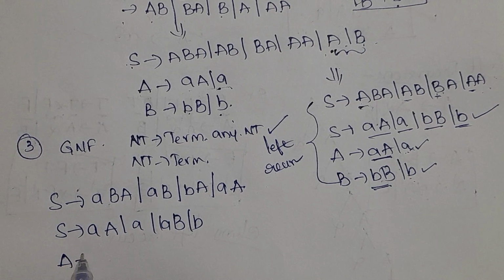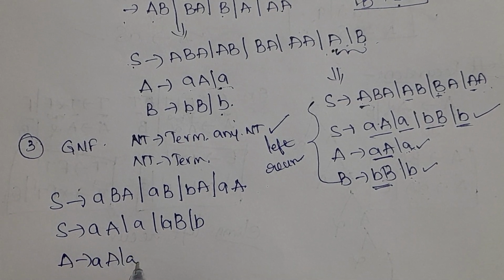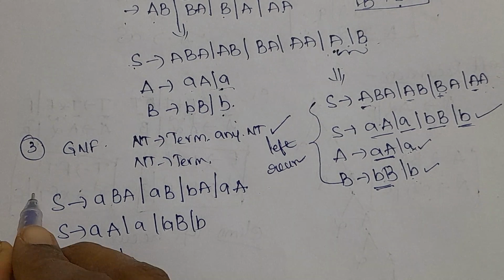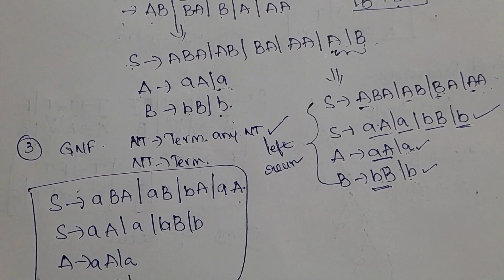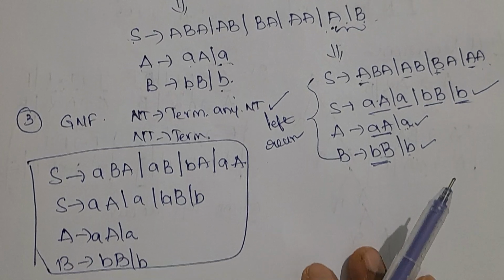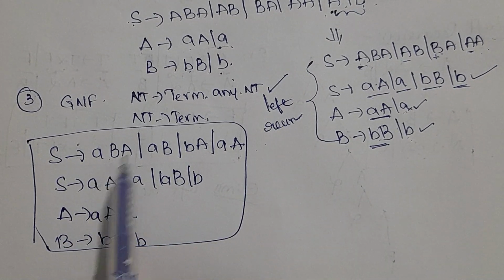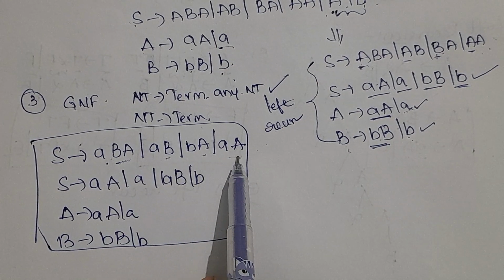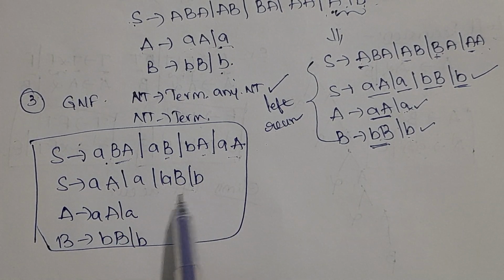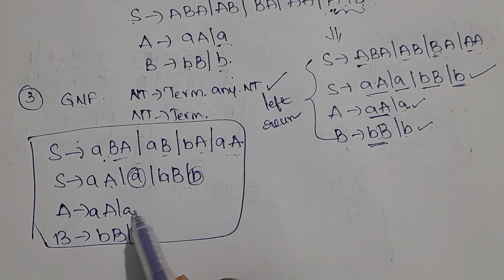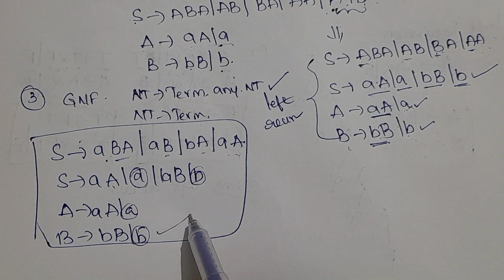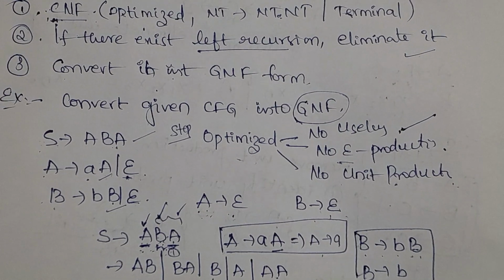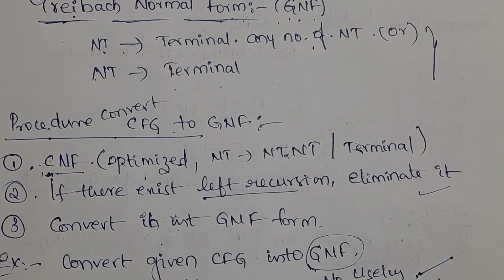And A derives small a, capital A or A, small b is deriving small b, capital B or B. So, if you observe carefully, each and every production is of the form terminal followed by any number of non-terminals, or else only a single terminal exists, right? This is what Greibach normal form is.